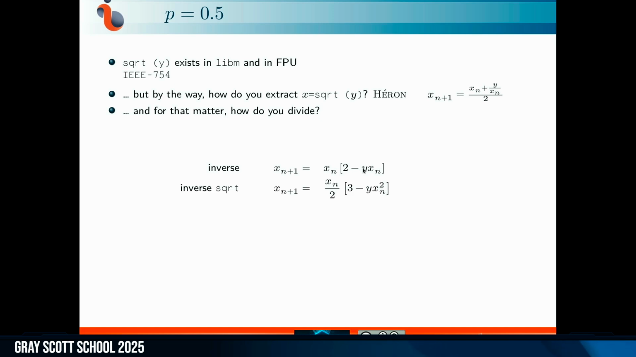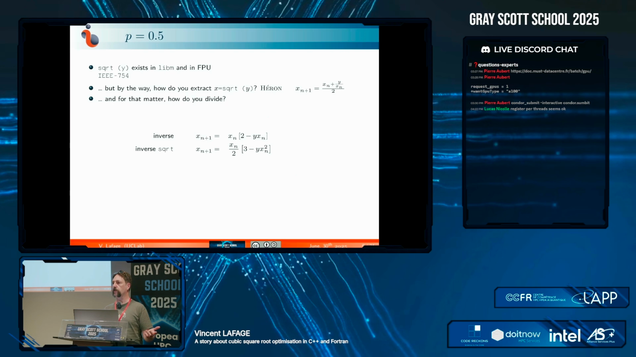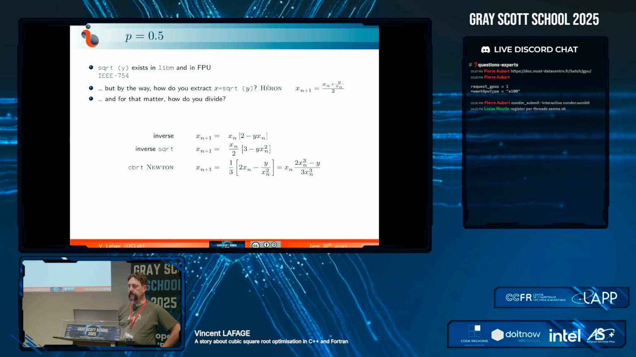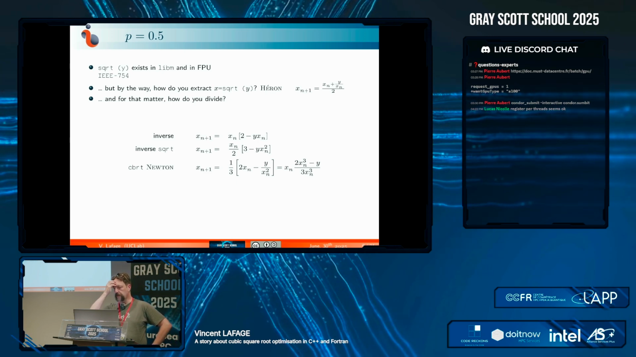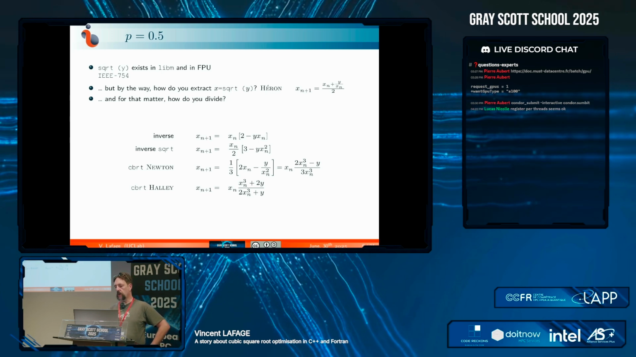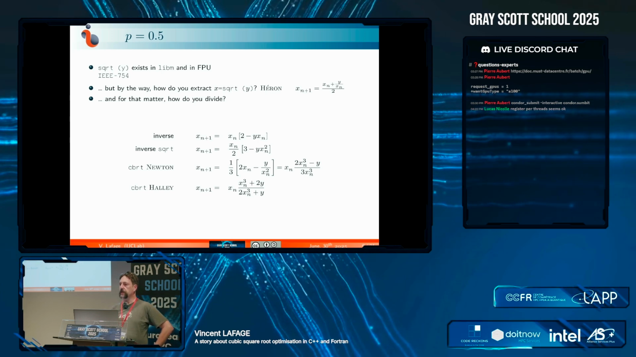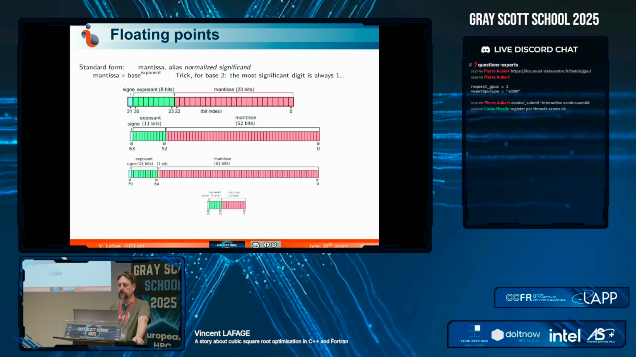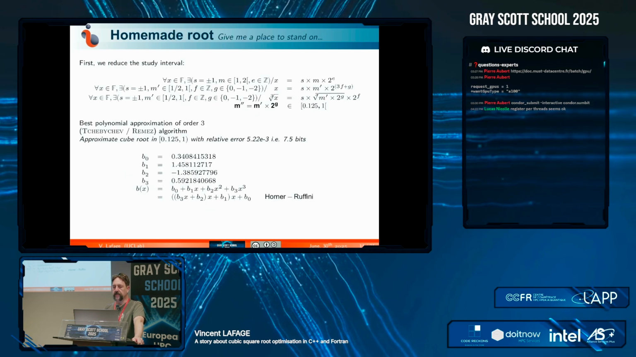And in fact, the famed Doom algorithm computes the inverse square root with no division, but only with products this way. And once you have the inverse square root, you multiply by the number, and you have the square root. So you don't need any division. Okay, so now for the cube root of interest, Newton would give us this formula, and Halley this formula, so almost as difficult to evaluate. Let's go for Halley. Okay, so I already introduced the floating point formats.